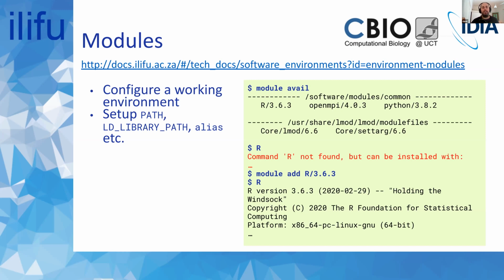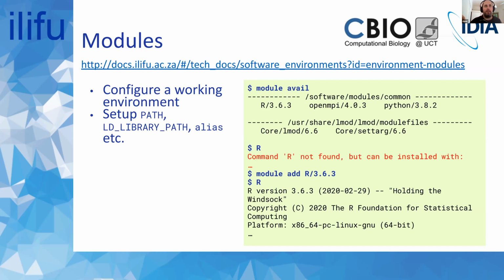Behind the scenes, if you're interested, all it does is when you say module add R, it sets up the environment, so it modifies your path so it can find the binary. If you have aliases or need access to libraries within a package, that all gets set up. So that's something that we do on the back end. If you say module show, and then your module, it can actually show you exactly what it's doing behind the scenes if you're interested. But mostly you don't really need to know that.